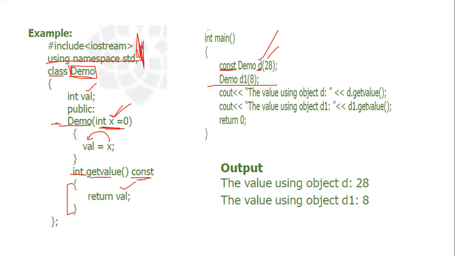See, this is a normal object declaration. This is not a constant object. The d is a constant object because the object declaration is preceded with const. But in this d1 object declaration, it does not have the keyword const preceding it. So it is a normal object declaration called d1. Right? So now I have passed here 8. So what's the value of x now? It is 8.